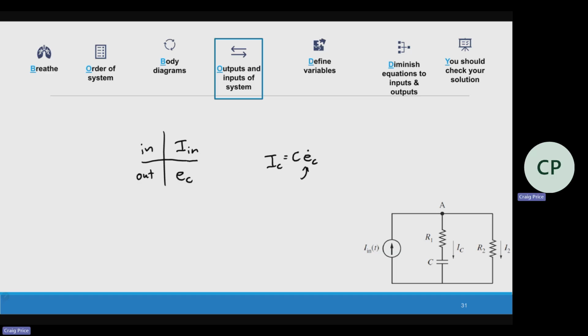I definitely have a current law. Should have a voltage law. 2 voltage laws? 1 voltage law? 3? I don't know. I'll bring it up next time.